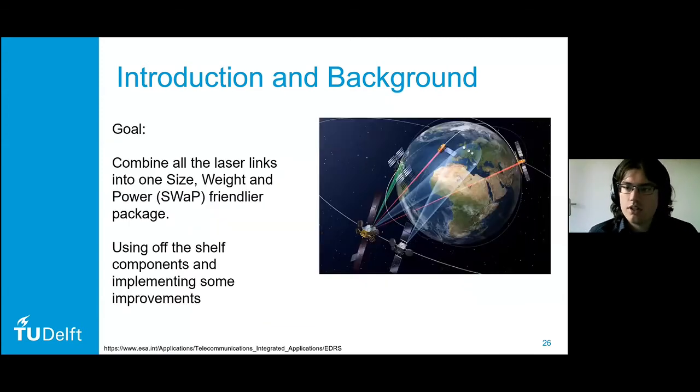So the overall goal of the project was to design a multi-beam laser communication terminal, which could take some of the traffic that is still going through radio communication, and put that into a format that is also SWaP friendly, almost as SWaP friendly as the CubeSat miniature laser communication terminals we just saw.